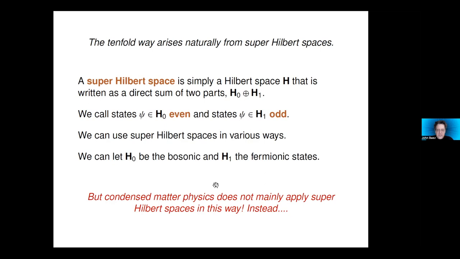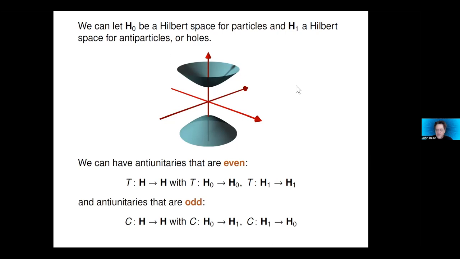What they do instead is they think of H0 as a space of particle states, states of a single particle. So we're not doing second quantization here. And H1 is a Hilbert space for antiparticles, or holes, actually. They would call them holes. And sometimes the way this happens is that you have some dispersion relation where momentum and energy are related as graphed by this hyperboloid. And then you'd say, okay, the states up here, we'll call them in H0, and the states down here, we'll call them in H1.